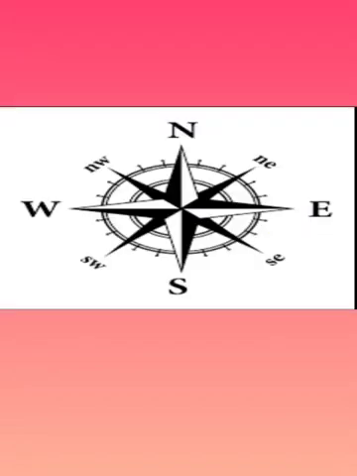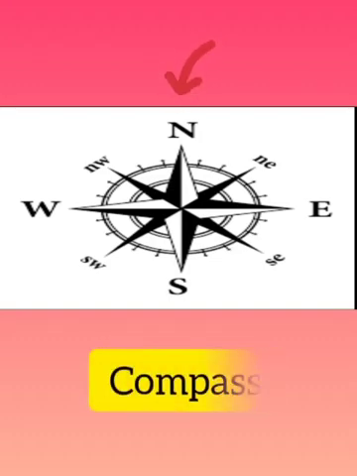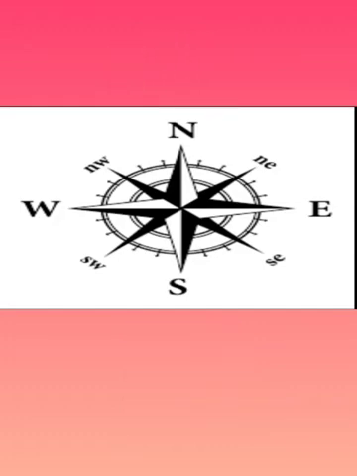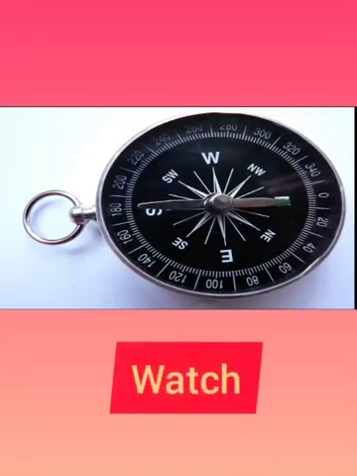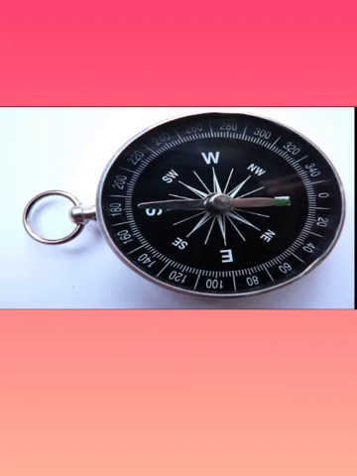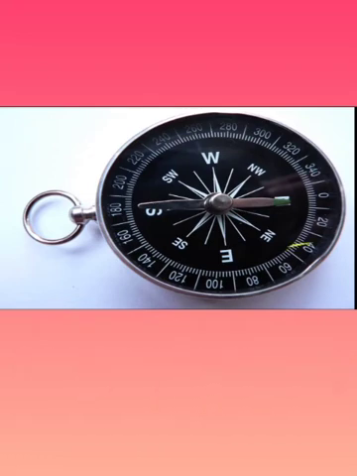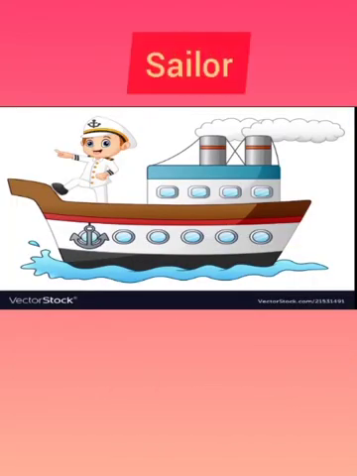Now let's discuss about the directions through the compass. The sailor uses a compass to find their way while sailing. A compass is just like a watch. It has a magnetic needle which always points towards the north. Children, you can see the picture of a magnetic compass here. Now, this is the sailor who uses a compass to find their way while sailing.